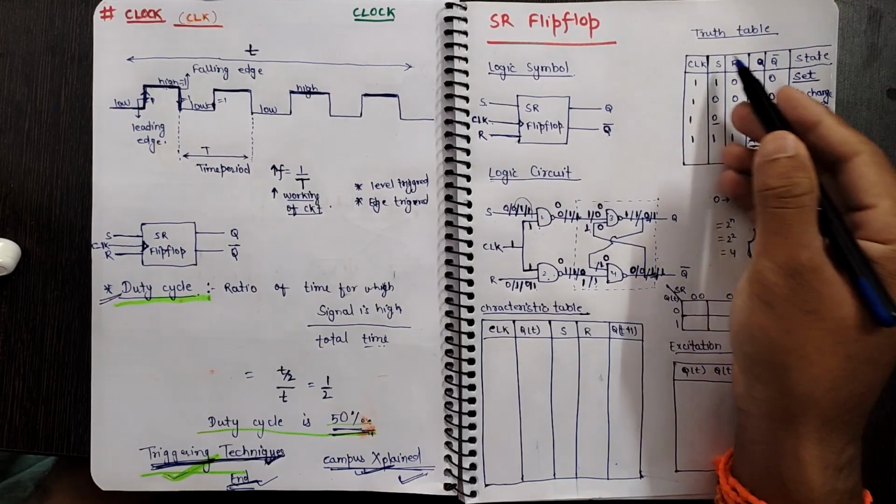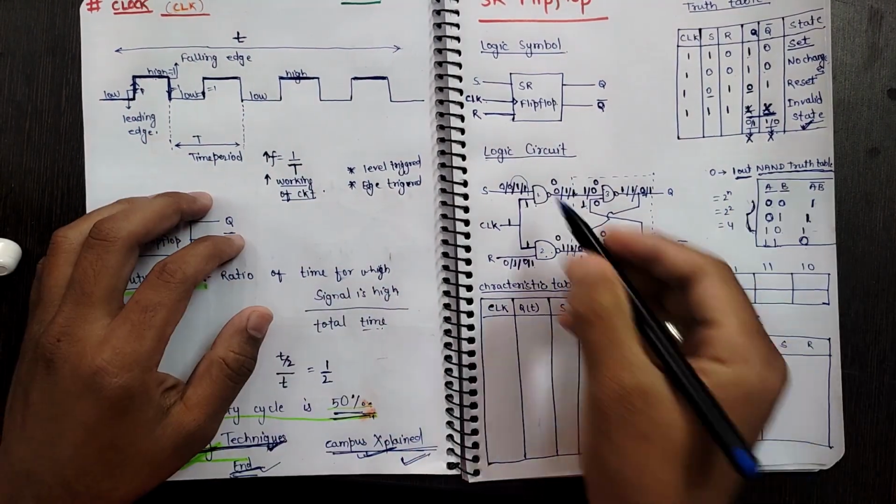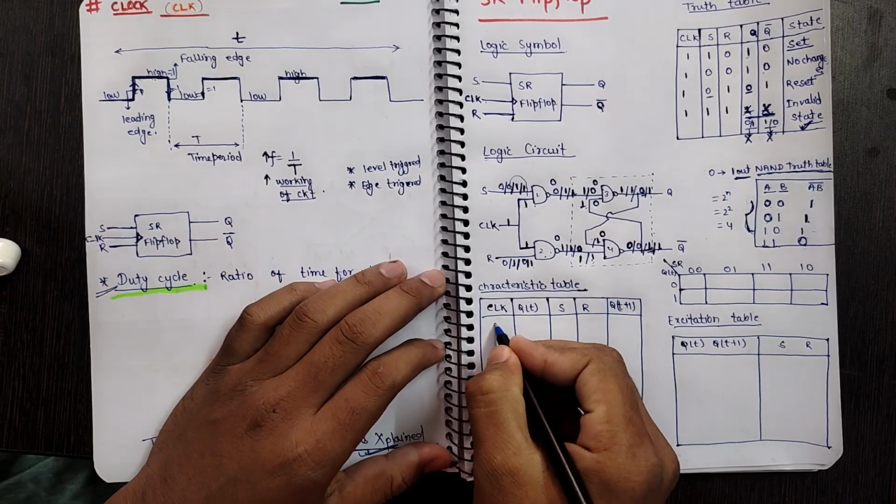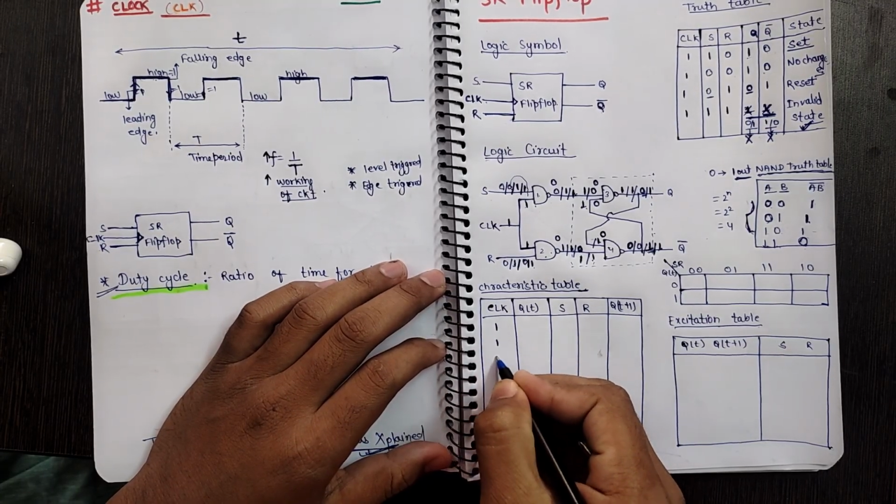We have completed the truth table. Now we will make the characteristic table for the SR flip-flop. For the clock, this is always 1. Clock is always 1.